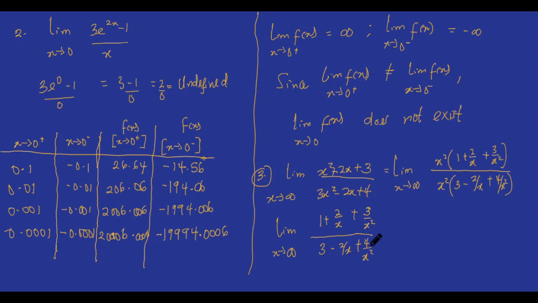So therefore, we can say that if we substitute infinity here, we can have 1 plus 2 divided by infinity plus 3 divided by infinity squared, which is still going to give us infinity, so we don't have to write that. Divided by 3 minus 2 divided by infinity plus 4 divided by infinity. So this is safe to say 1 plus 0 divided by 3 minus 0 plus 0. So it shows that the limit now becomes 1 over 3, and that is going to give us the answer to this particular question.